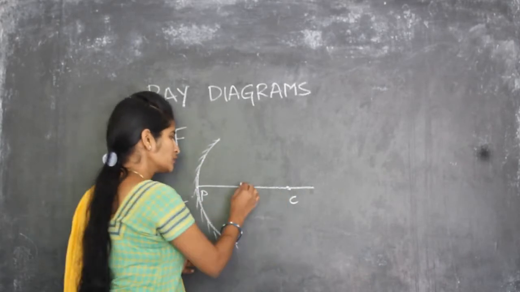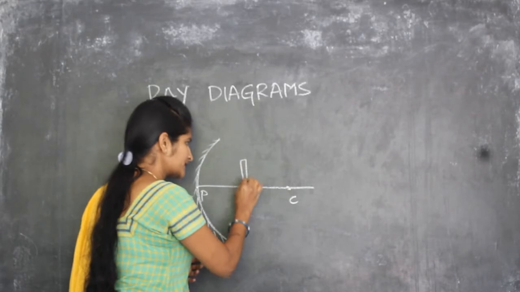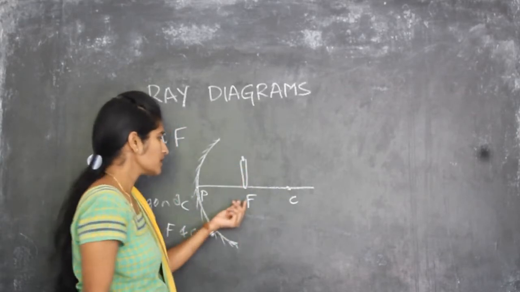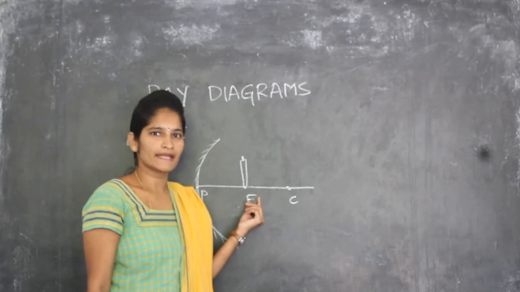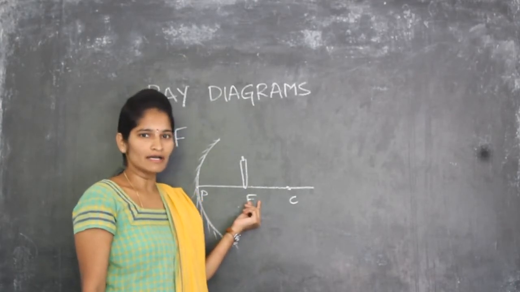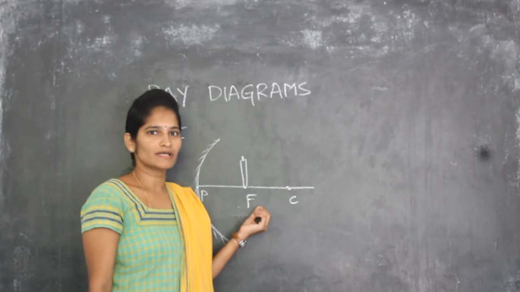Now what I am doing, I am placing the object at F. Is it clear? So now I am placing the object at F. Now we need to draw ray diagrams for this. So how will you draw? Already yesterday we have discussed about the rays.